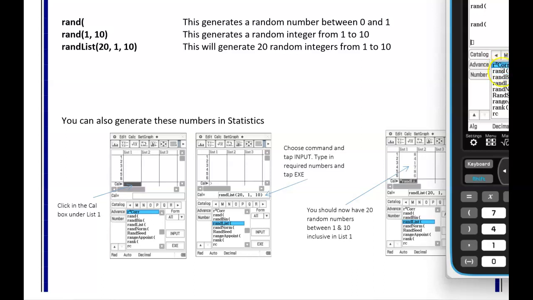then RAND with the integers in question, let's say between 1 and 10. Let's say we were generating rolls on a 10-sided die, for example. Then RAND between 1 and 10, and if we keep hitting execute, we could pretend this was a 10-sided die, or we could change that to RAND 1, 6 if we wanted a 6-sided die. That gets a bit tedious after a while. You only do that if you need just a handful of numbers.